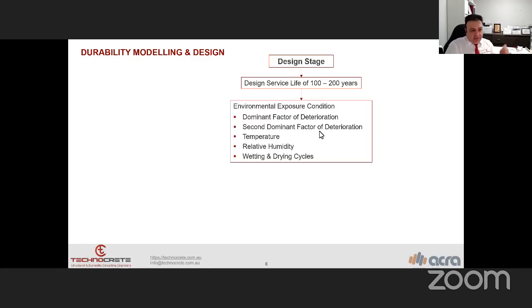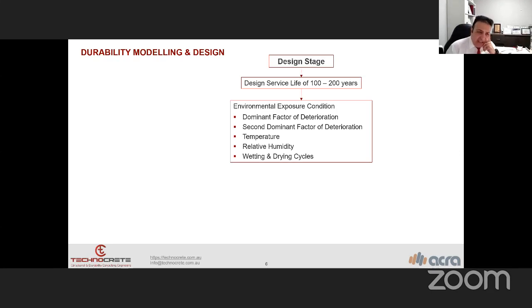Then what are the main factors which we have to consider in durability modeling as the microenvironmental exposure condition? First is the dominant factor of deterioration. For example, if the structure is exposed to seawater or ocean, the chloride diffusion is the main dominant factor of deterioration. And if it's in a sulfate soil environment, then sulfate attack is the dominant factor.